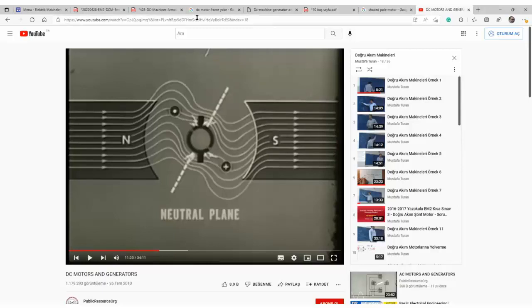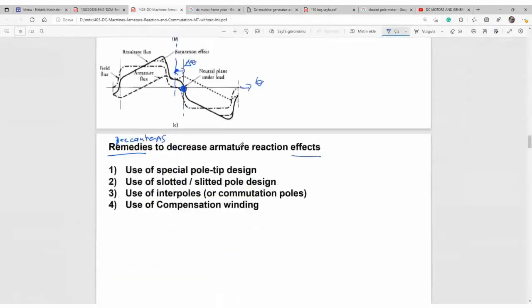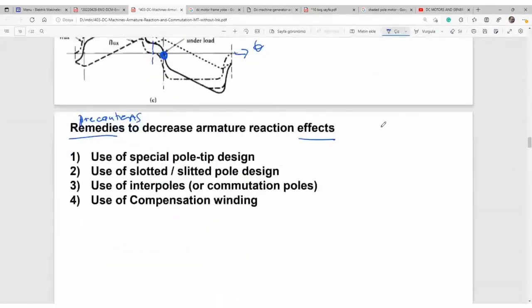And then to overcome this problem, what can you do? What are the remedies? Here are the remedies. I have mentioned using interpoles, using compensation windings, and some other passive methods. There are also some other passive methods, but they are not enough. This one, for example, can be used.